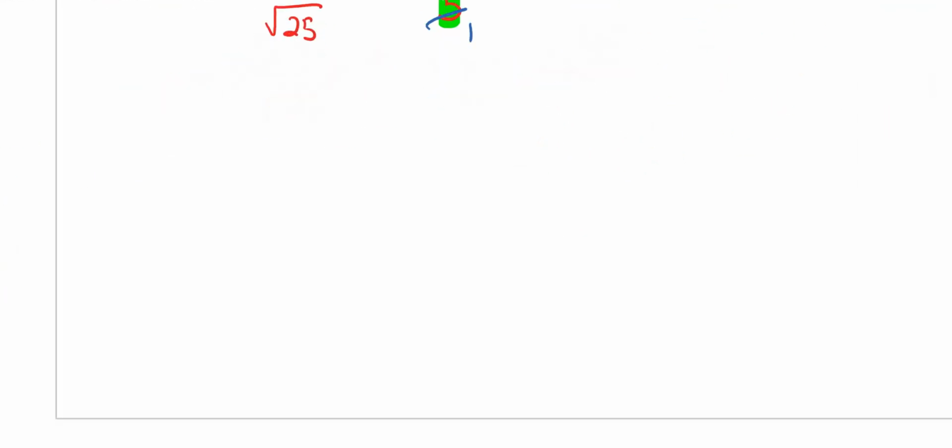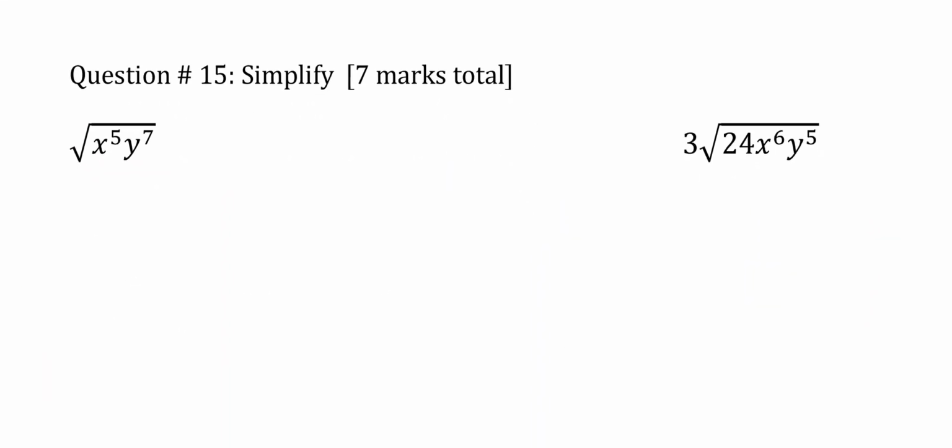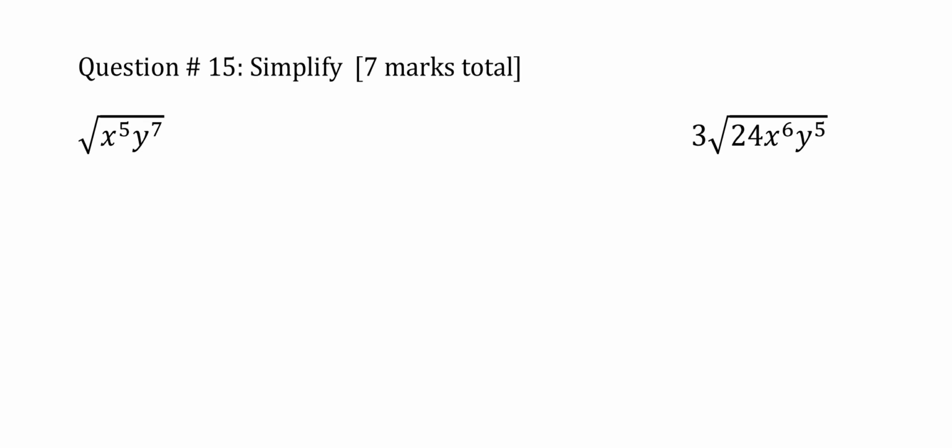Okay, let's move on. Question number 15, let's simplify the following expressions here. So I have an odd power here and I have an odd power there, so we can rewrite this. We want to change this to an even power, and we can do that by decreasing the power by 1 and then timesing by x. And then y to the power 7, I can decrease the power by 1, so y to the power 6, there's my even power, times by a y.